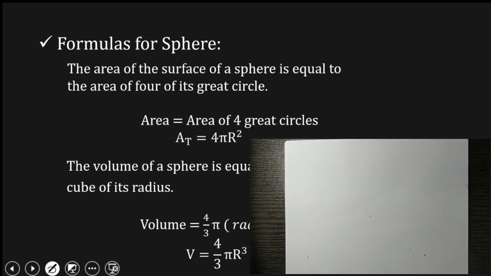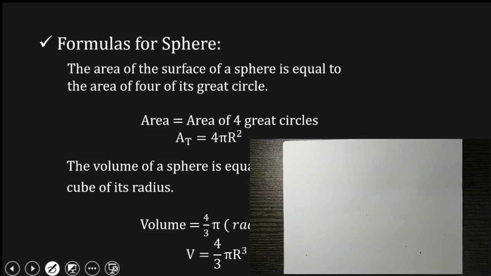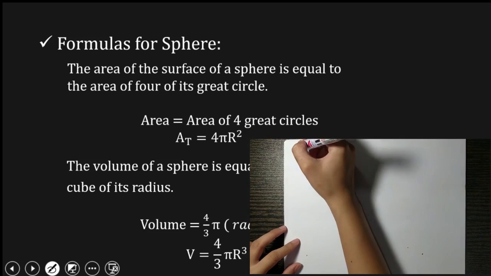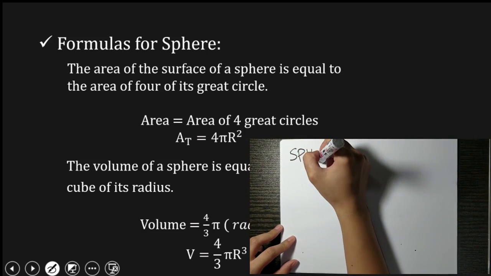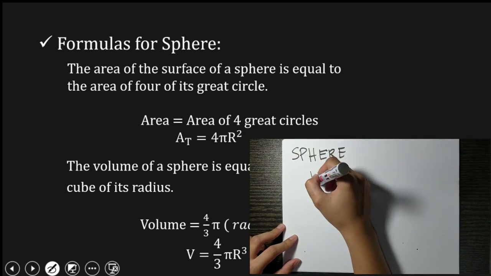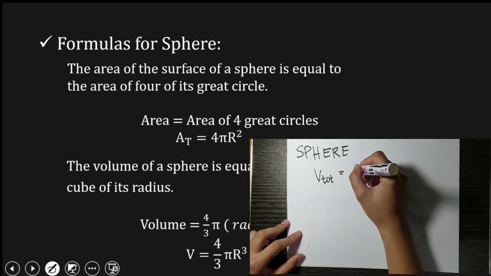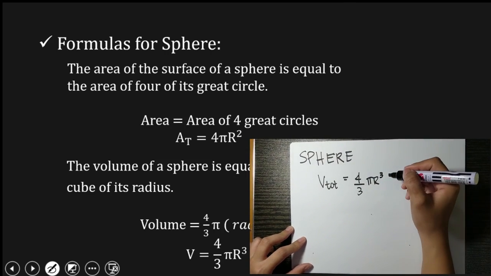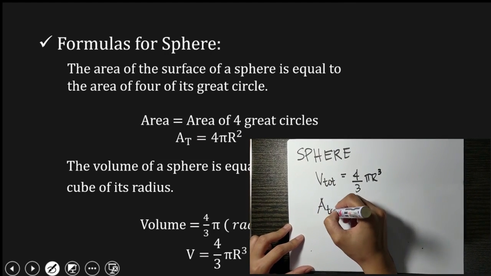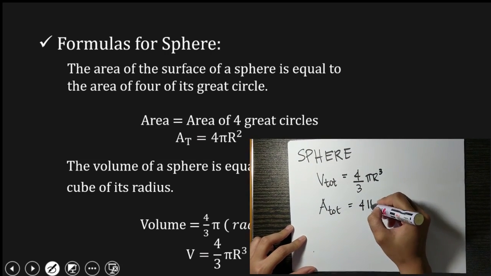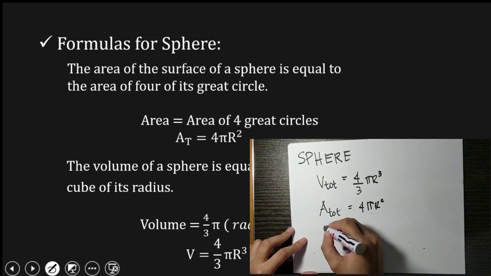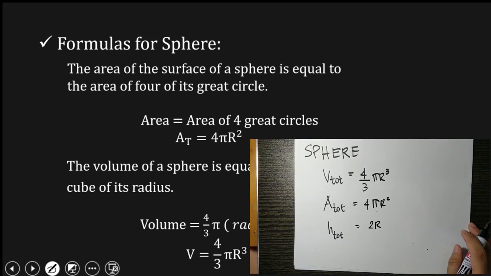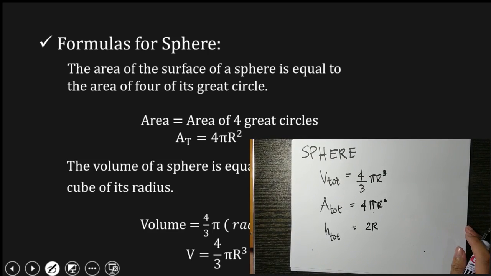Now first, let's discuss how we could actually get the formulas using ratio and proportion. So first, the properties of a sphere. A sphere has its total volume as 4 over 3 pi r cubed, and for its area, or the total area, that would be 4 pi r squared, and the total height would be 2r.